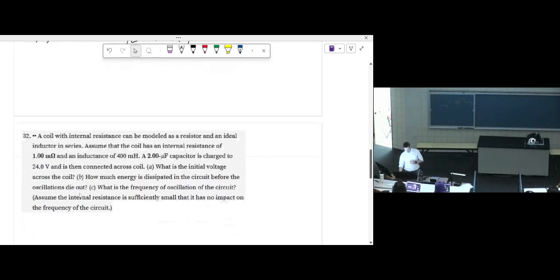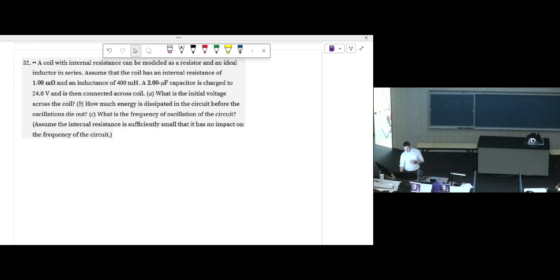Okay, number 32. A coil with internal resistance can be modeled as a resistor. So we're talking about the RLC circuit here that we just discussed. It can be modeled as a resistor and an ideal inductor in series. Assume that the coil has an internal resistance of 1 milliohm. So this is way underdamped. It's going to decay very slowly, and the inductance is 400 millihenry.